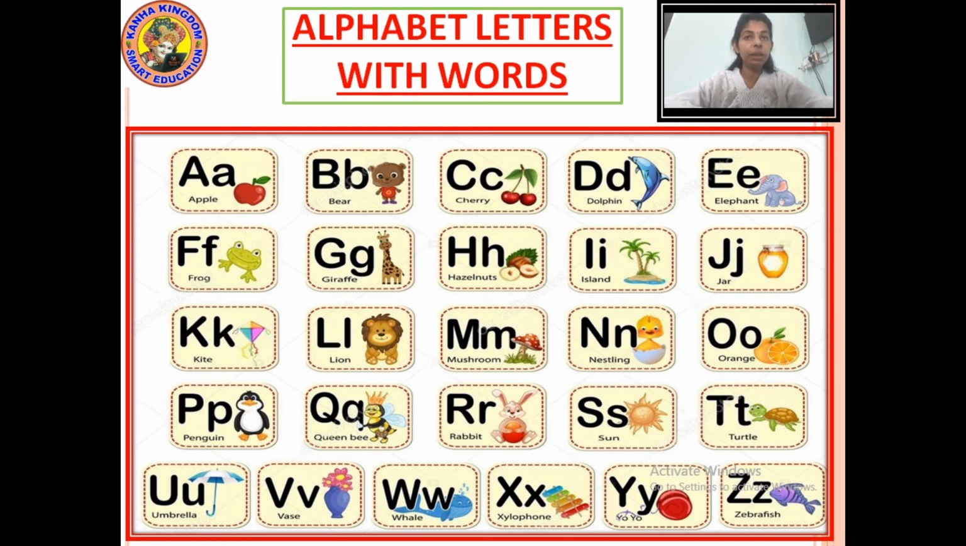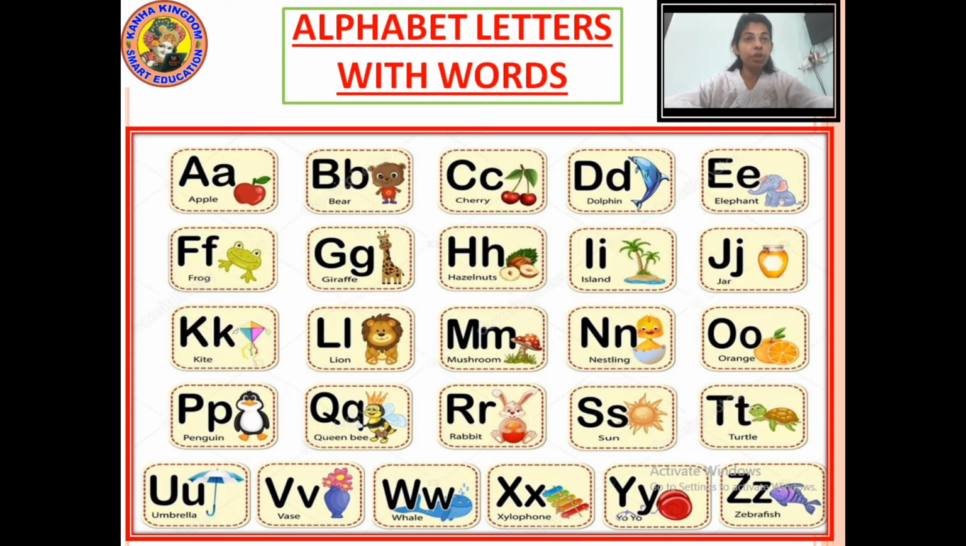What comes after G? H. H for hazelnuts. What? Hazelnuts. Very nice. What comes after H? I. I for Iceland. Very good. I for Iceland. Very nice.